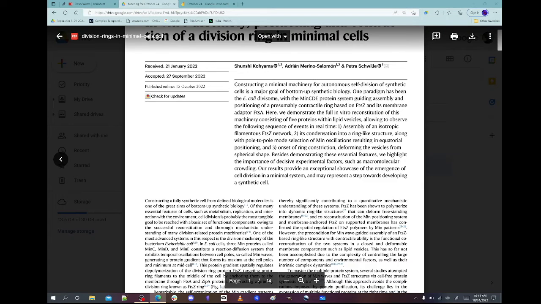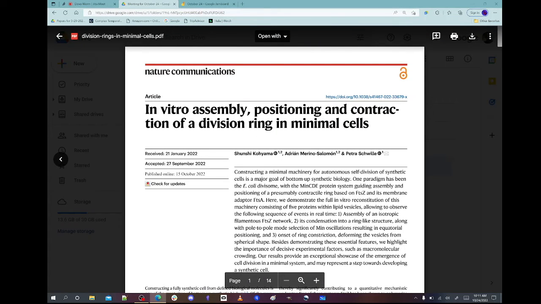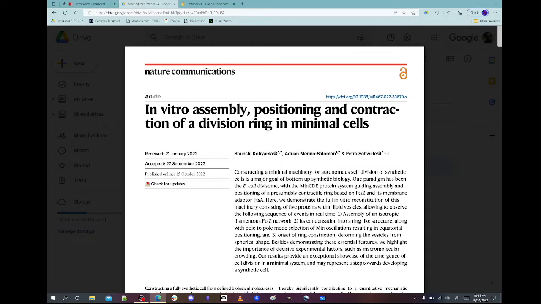Okay, so today we've talked about groups of cells where you have physical changes that change their shape, change the sort of structure of the tissue that's forming, changes in tissue shape, and those are all interesting things. And I'm going to change gears a little bit and talk about minimal cells and how their structure is actually useful for observing some of these collective processes. And this paper is a recently published paper in Nature Communications titled In Vitro Assembly, Positioning, and Contraction of a Division Ring in Minimal Cells. So minimal cells are a construct they use in synthetic biology, and it's usually a cell with the minimal number of genes required to turn the cell on and off, or to have the cell have basic functions.